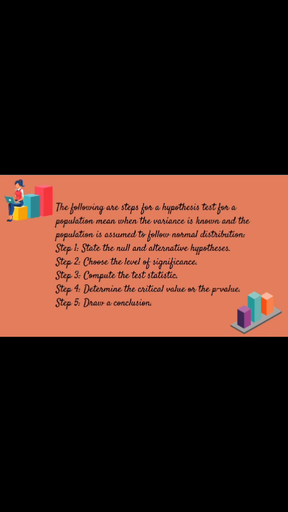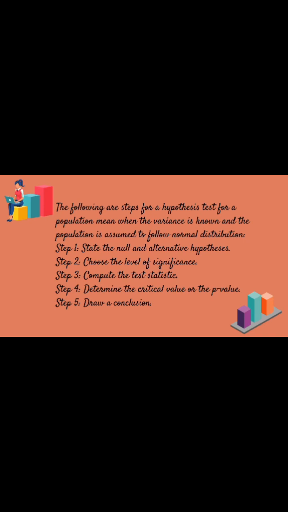Step 2. Choose the level of significance. The significance level represents the probability of rejecting the null hypothesis when it is actually true. Common choices are alpha equal to 0.05 or alpha equal to 0.01. If alpha is equal to 0.05, it means there's a 5% chance of making a wrong decision if we reject the null hypothesis. For example, the customer decides to use alpha equal to 0.05, meaning they will reject the company's claim if the evidence is strong enough.